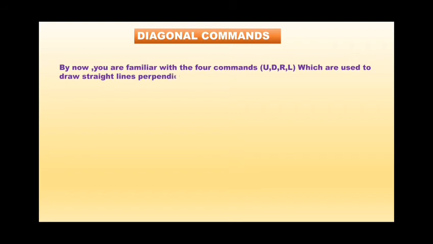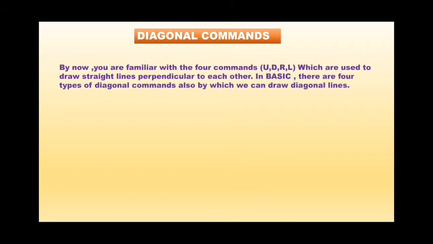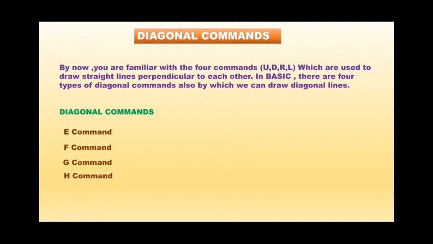Let us start another topic that is diagonal commands. By now you are familiar with the four commands U, D, R, L, which are used to draw straight lines perpendicular to each other. In BASIC, there are four types of diagonal commands also by which you can draw diagonal lines. They are E command, F command, G command, and H command.